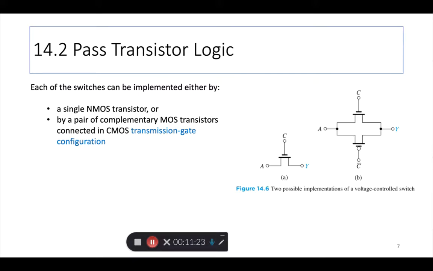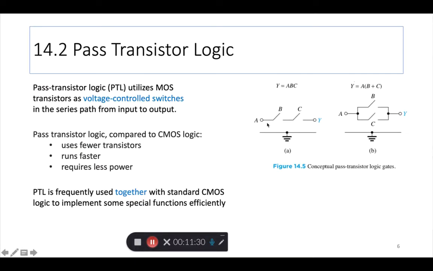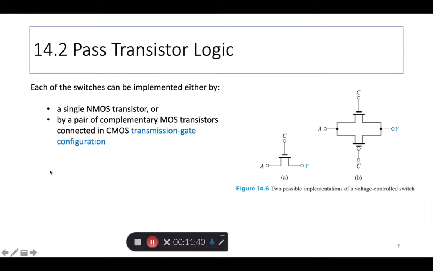Now you may have other things to do in your big circuit, but for this particular job of implementing something specific such as this, or a simple logic function, you can use PTL and save a lot of hassle. Okay, so each of these switches can be implemented either by a single NMOS transistor like shown here, or by a pair of complementary MOS transistors connected in CMOS transmission gate configuration.